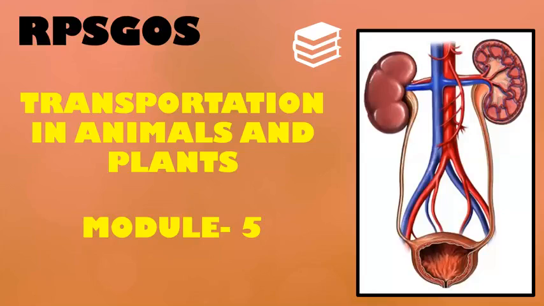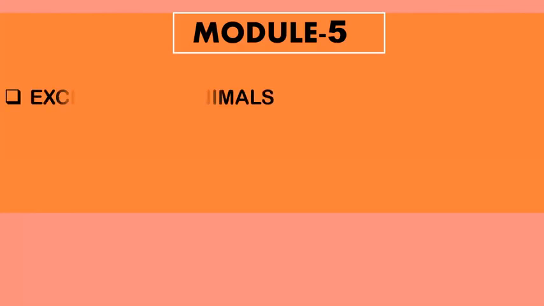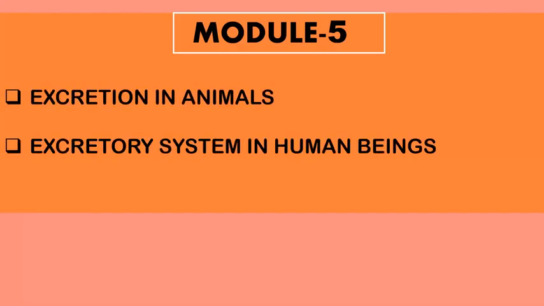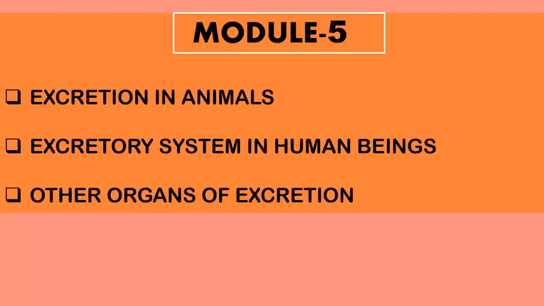Today, we will continue with the chapter of biology from your textbook called Transportation in Animals and Plants, Module 5. In this Module 5, we will learn about excretion in animals. We will know about the excretory system in human beings. We will come to know other organs of excretion. And lastly, we will study dialysis.